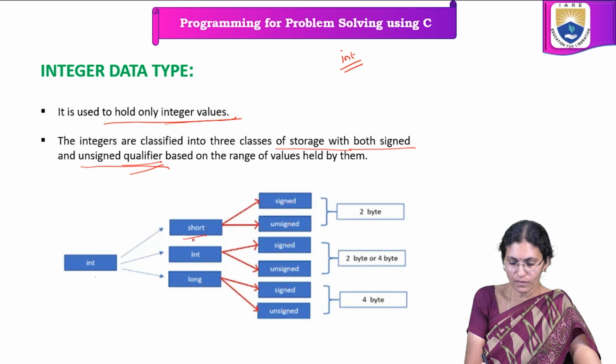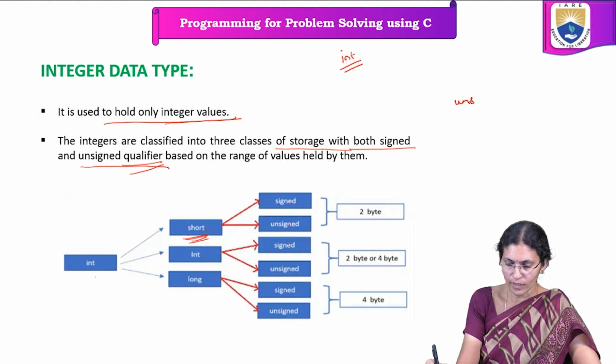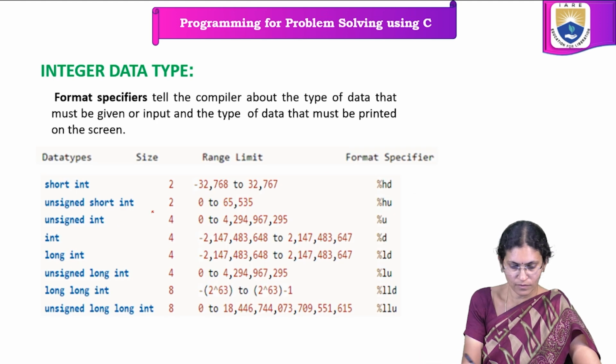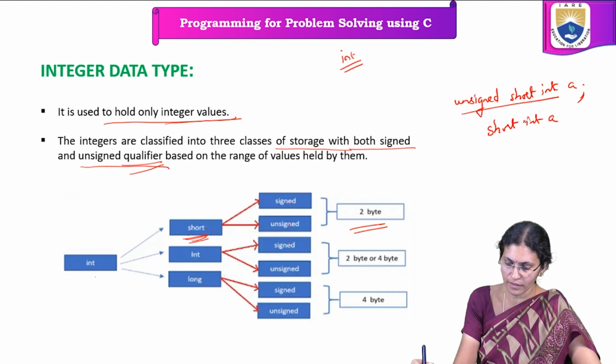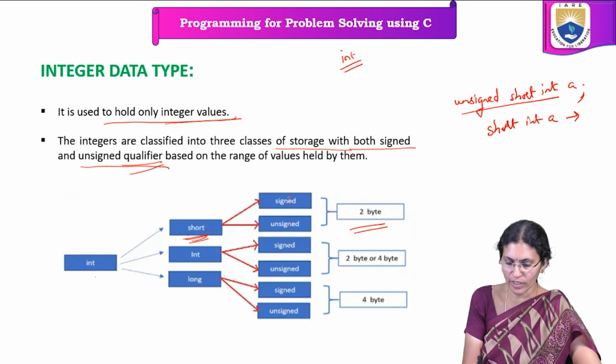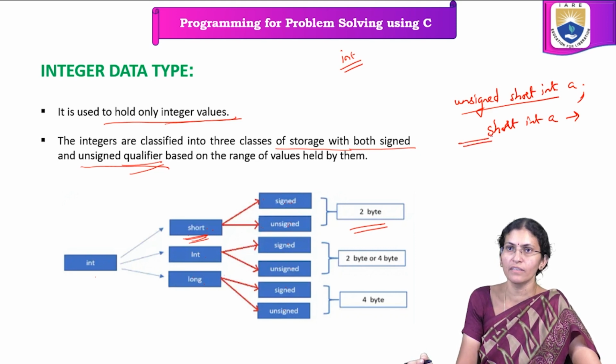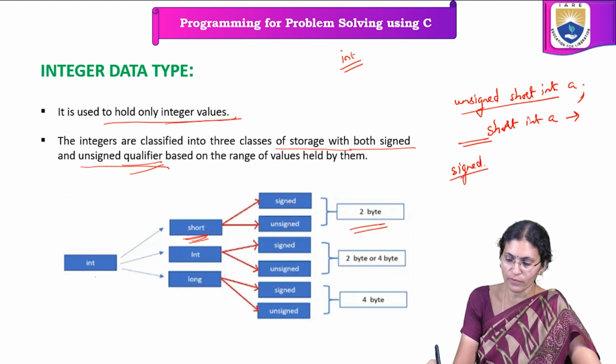Depending upon whether it is a signed short int or an unsigned short int, the memory requirement may vary. For example, if you write unsigned short int and declare a variable in this way, it requires 2 bytes of memory. Or if you write short int a, this also requires 2 bytes of memory, as you can see here. If you don't mention the qualifier, that signifies signed, so by default it is signed.